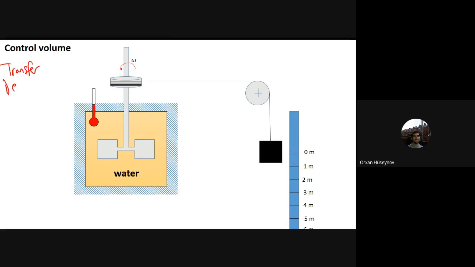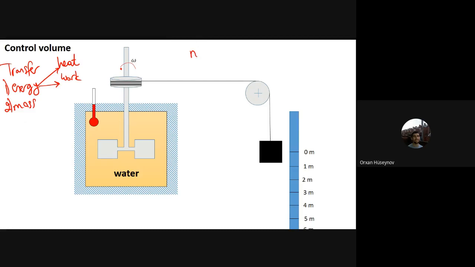You have the energy transfer. Energy can leave the system. You have the mass transfer. Mass can leave the system. Energy can leave the system as heat. Okay. It is also possible. Energy can leave the system as work. Or you can have the mass transfer.